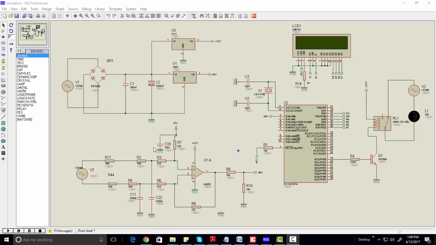So this circuit diagram will be used to step down 220 volt AC to below 5 volt, because the microcontroller cannot measure voltage greater than 5 volt. And we are also using this gain circuit to add DC voltage to our AC voltage, because the microcontroller cannot measure negative voltages, so we need to convert the negative half cycle to positive as well. So what we are doing here is just adding a DC value to our AC value.